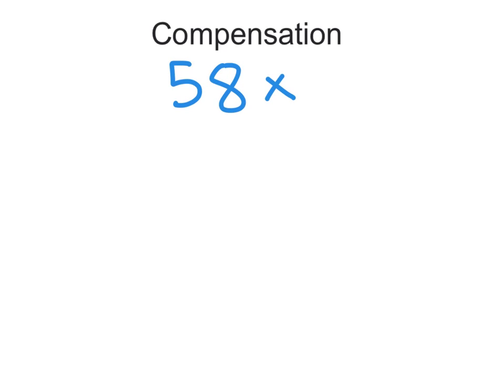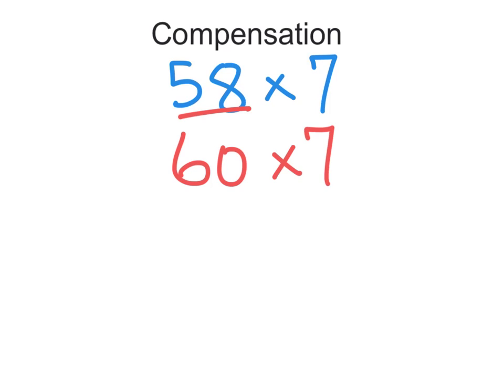58 times 7. I'm going to change 58 to a number that's compatible or close to 58 that has a multiple of 10. So I'm going to change it to 60 and go 60 times 7. And I do my strategy. 6 times 7 is 42, and I tack on my 0.